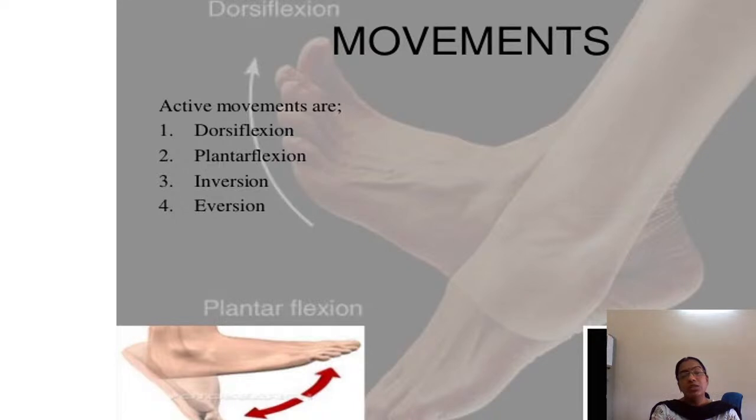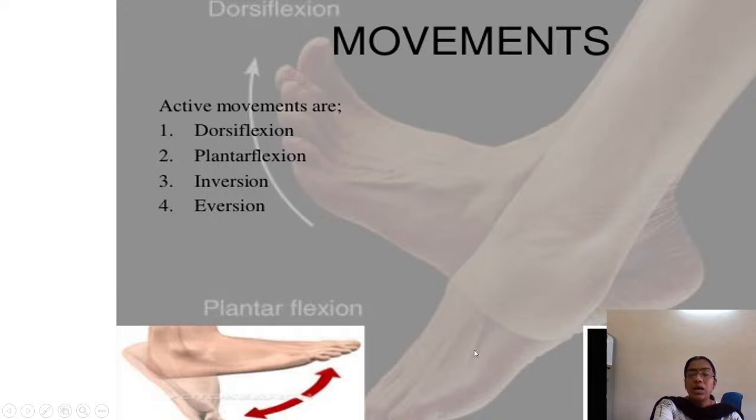Movements at the ankle joint. The main movements, as we have said, are dorsiflexion and plantar flexion, and to some extent inversion and eversion also. But the main movement is dorsiflexion. When you see the foot, this is called the dorsum of the foot. So when it is flexed, it is called dorsiflexion. So this movement is dorsiflexion.